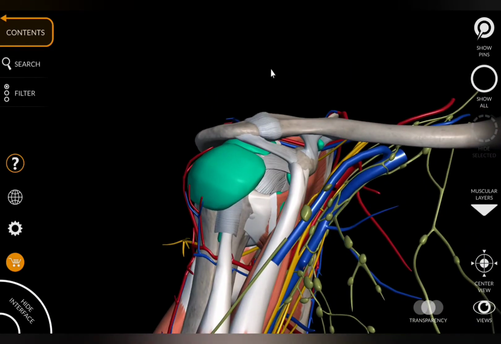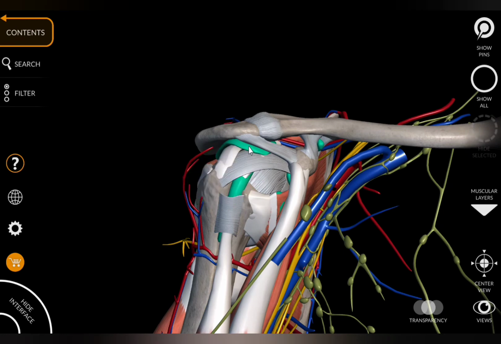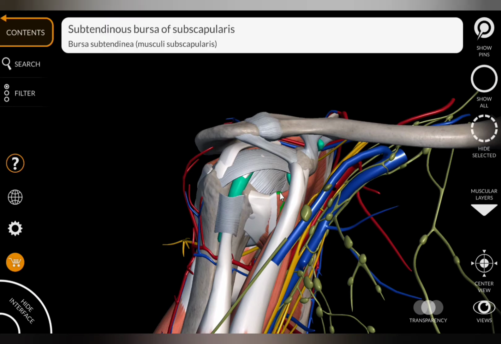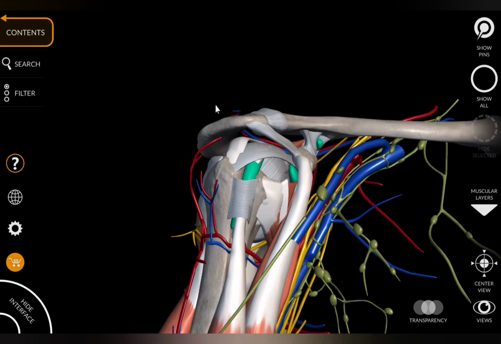First of all, I would like to mention the bursae. The subdeltoid bursa lies under the cover of the deltoid muscle. Of course, the subacromial bursa also. And then under the tendon of the subscapularis muscle, just notice the bursae here. I'll click that. This is the subtendinous bursa of the subscapularis muscle. It is also under the cover of the deltoid muscle. I'm going to remove that also. So they were all the bursae under the cover of the deltoid muscle.